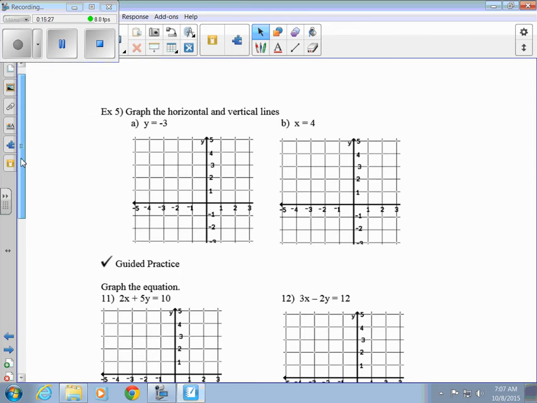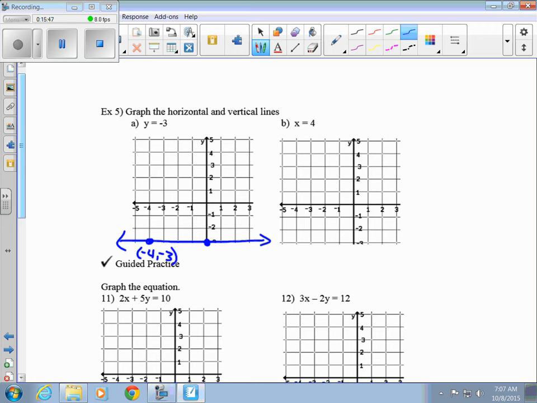So if we look at this, y equals -3. Where does y equal -3? Well, here is y equal -3, and it is every point on that line. Because think about it this way. What's that ordered pair? -4, -3. What's this ordered pair? 0, -3. What's this ordered pair? 3, -3. So no matter where you are at on that line, your y value is going to be -3.